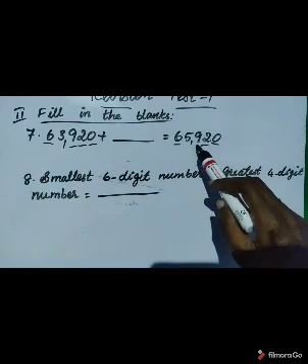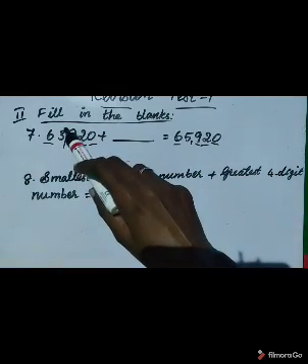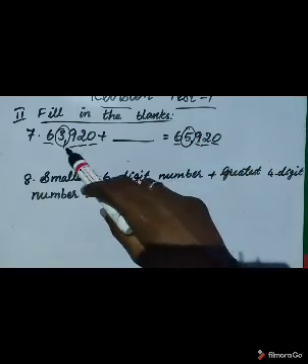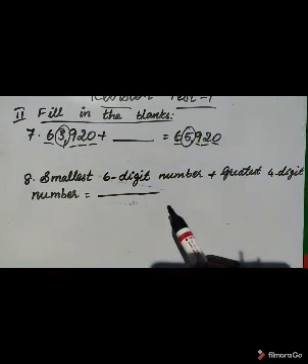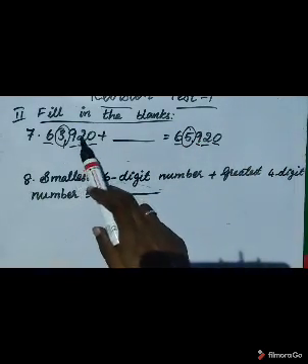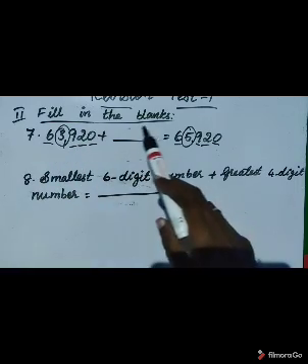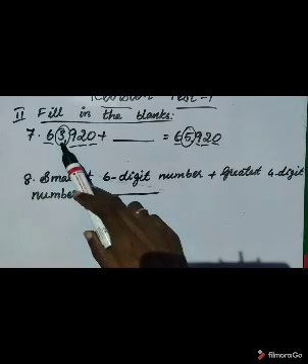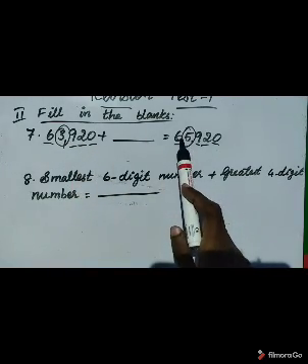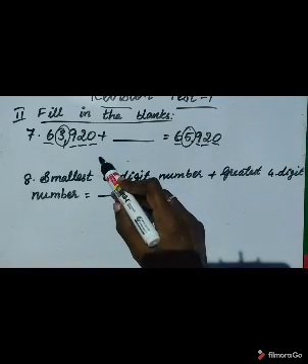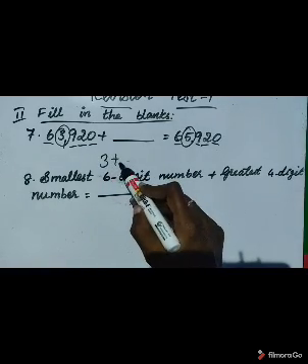This is a short way of finding the answer. For those finding it difficult, from the sum you subtract the given addend. This is the sum. The given addend is 63,920. This 2 you subtract. 2 minus 2, 0. 9 minus 9, 0. 5 minus 3, 2. 6 minus 6, 0. So the answer is 2000.